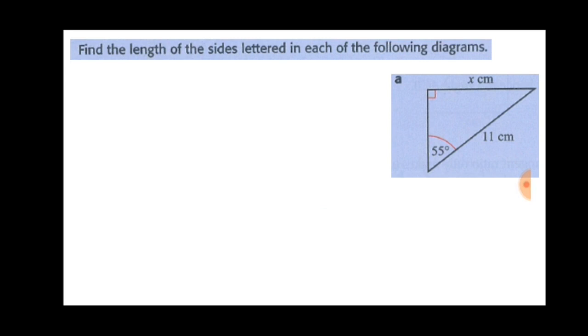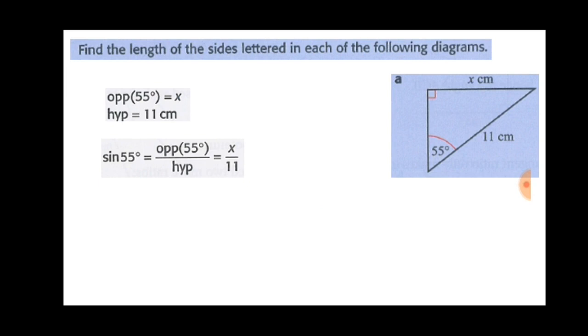We need to find the length of side X. Here, opposite side of 55 degrees is X and hypotenuse is 11 centimeters. We can use the sine ratio. Sine 55 degrees is equal to opposite of 55 degrees over hypotenuse, which is equal to x over 11. Multiply with 11 on both sides. X will be equal to 11 times sine 55 degrees. Using the calculator, it will be equal to 9 centimeters.